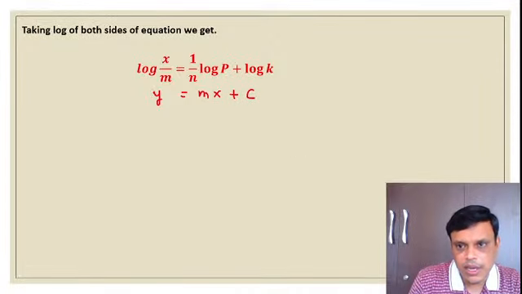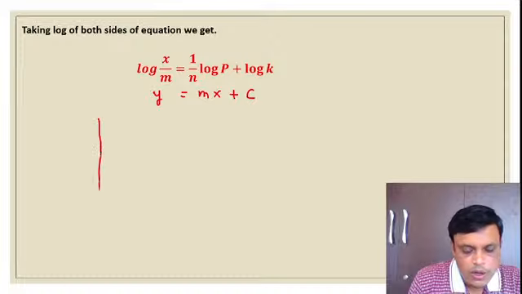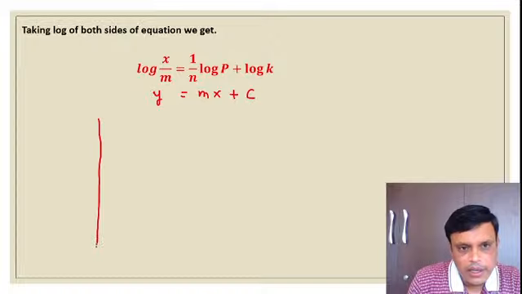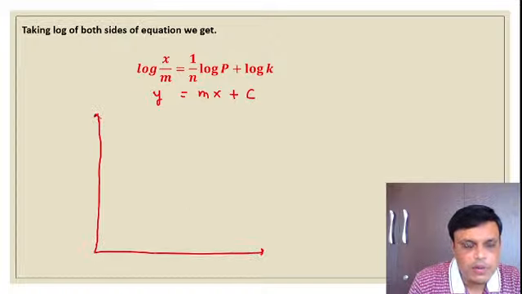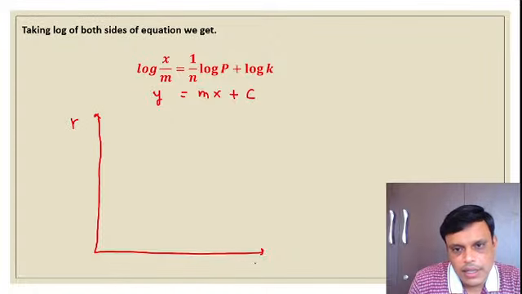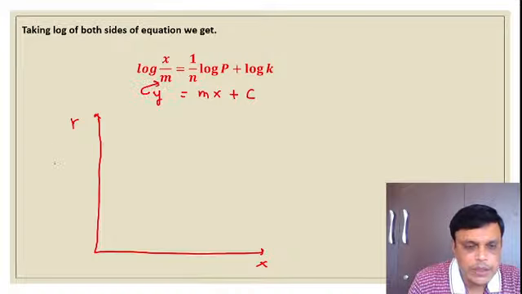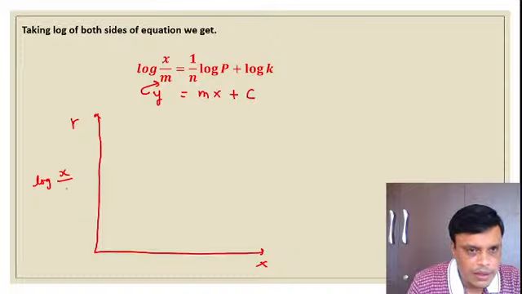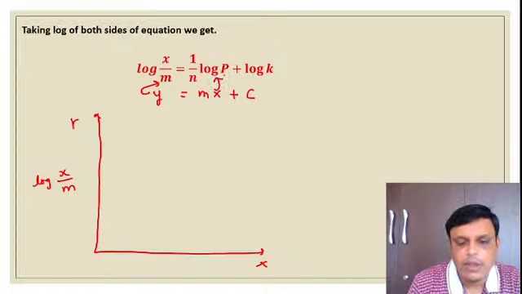And if we plot the graph of log x by m versus log p, it will be like this. If we plot a graph, this is your x-axis and this is your y-axis. On the y-axis we will take log of x by m, and on the x-axis we will take log p.